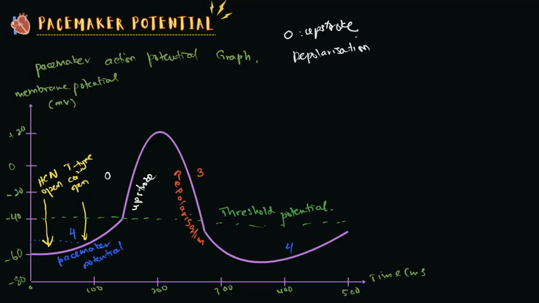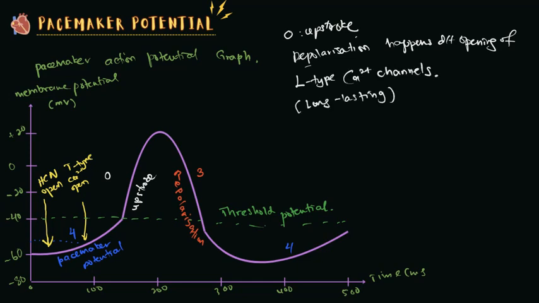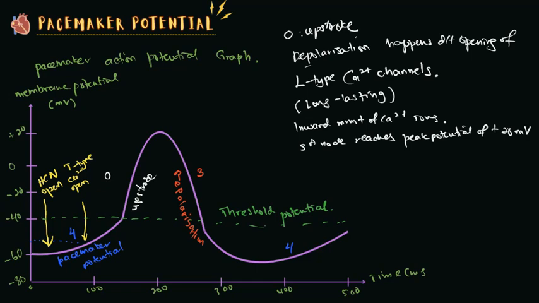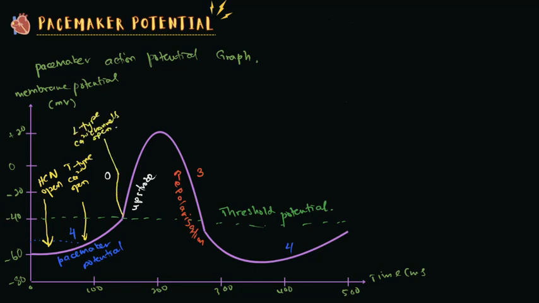Next, phase 0 or upstroke. This happens when depolarization occurs due to opening of L-type calcium channels, which stands for long-lasting. So the continuous inward movement of calcium into the cell causes the sinoatrial node to reach its peak potential of about 20 millivolts. You can see the L-type calcium channels open at a threshold of minus 40.